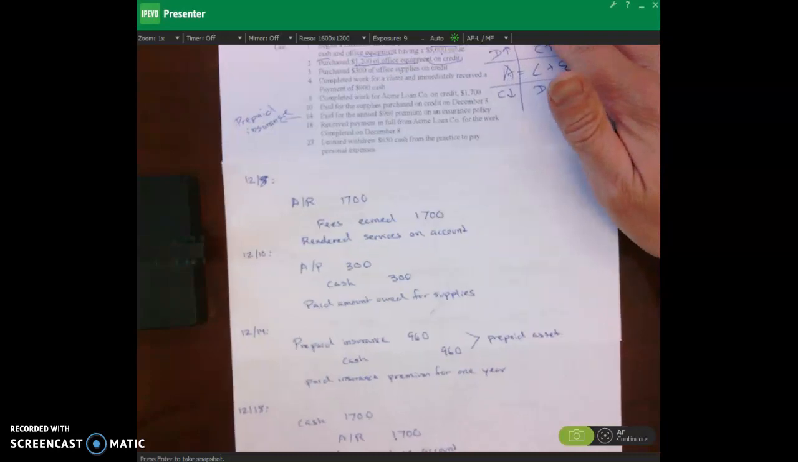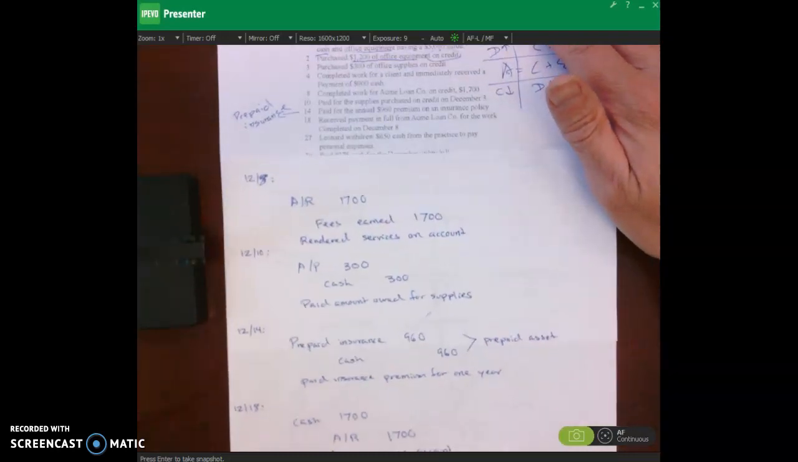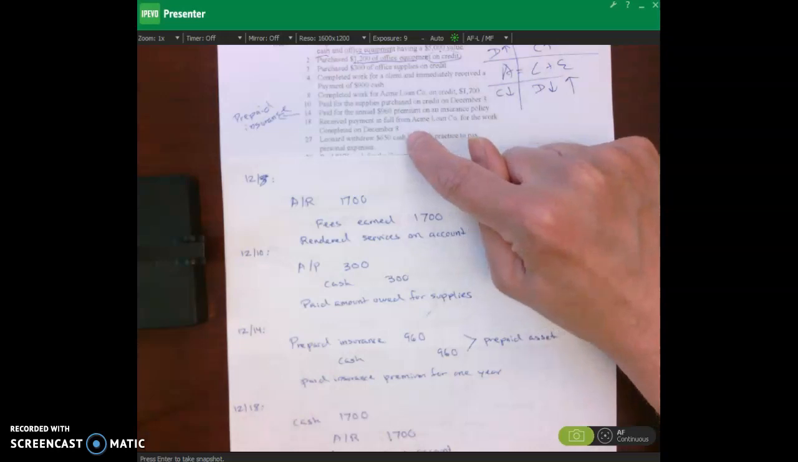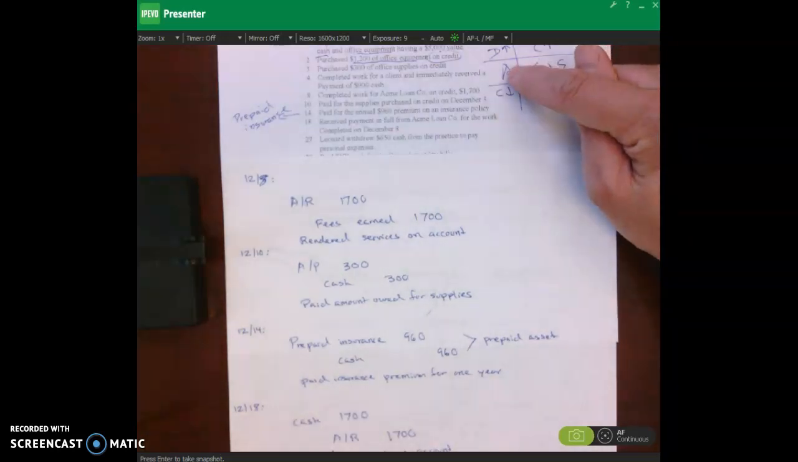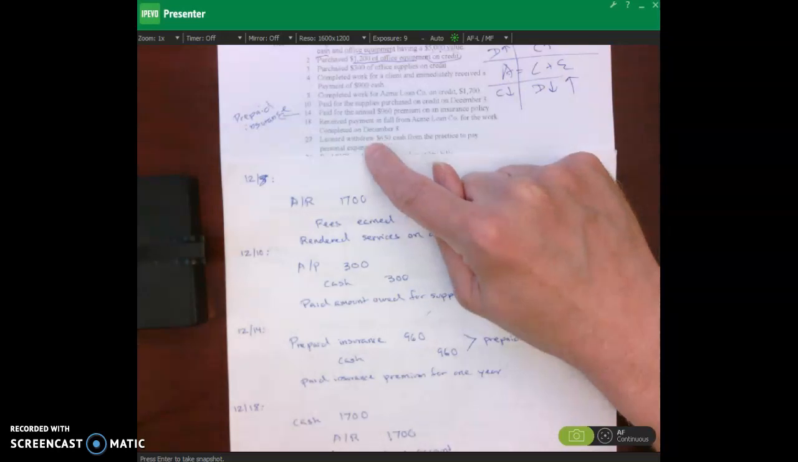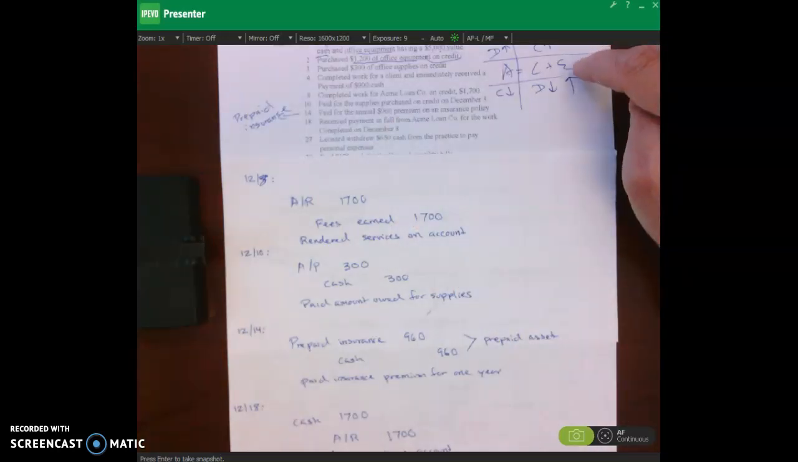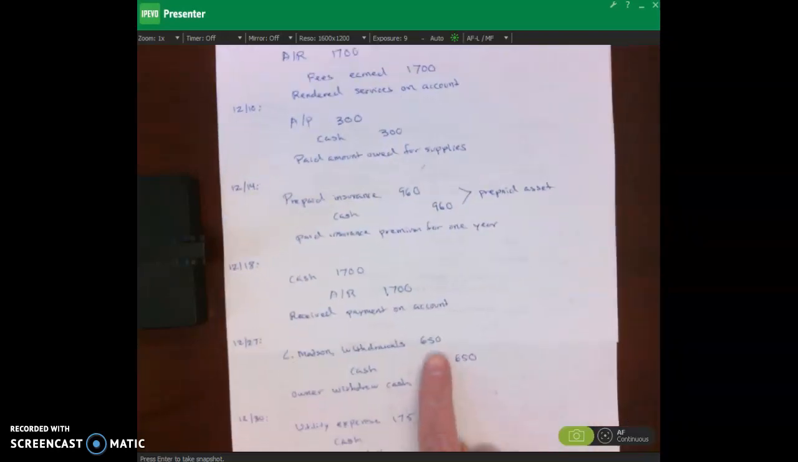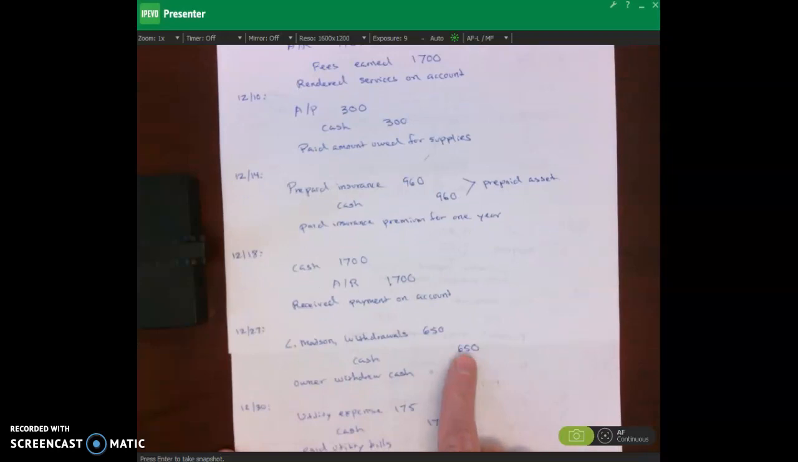Okay? We look at the next one on the 27th. Leonard withdrew $650 cash from the practice to pay for personal expenses. Withdrew cash. That means cash is going down. So right away, you know you have to credit cash. Withdrew. That means withdrawal. How do I recognize owner withdrawals? With a debit. Why? Because owner's withdrawals decrease equity. And how do I decrease equity? With the debit. So the right answer, debit owner's withdrawals, credit cash.